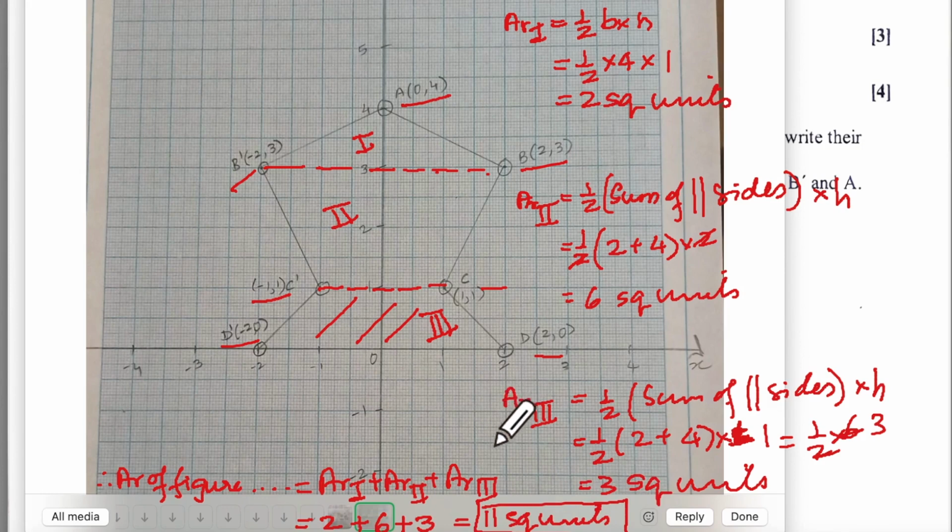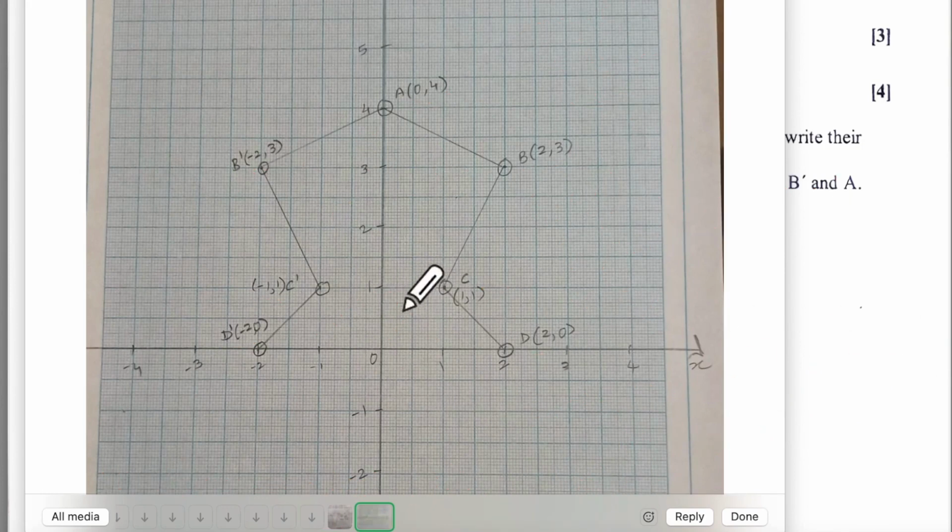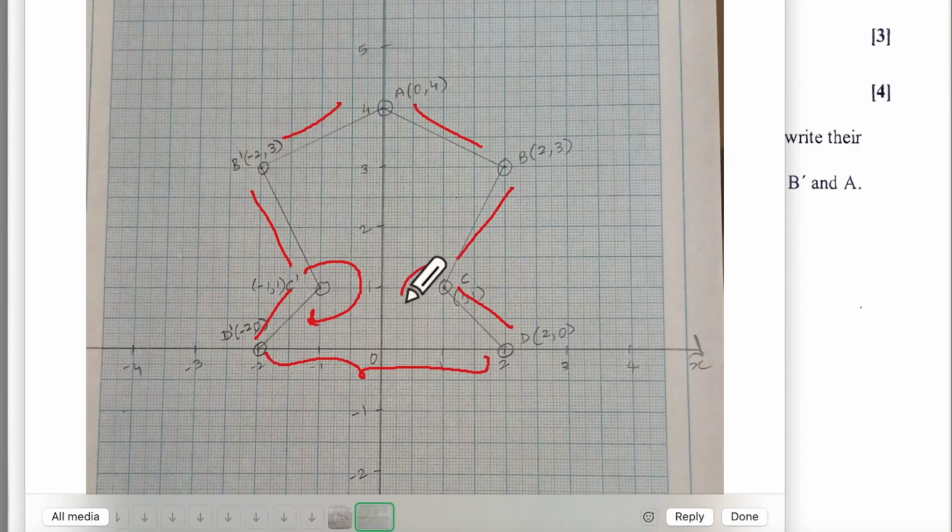And then the name of this figure. Name of this figure, how many sides does it have? This is 1, 2, 3, 4, 5, 6, 7. But can you see these angles are more than 180? So it's a heptagon. But what will it be? Concave. So what is the name? Concave heptagon. Understood? This is the name of the figure. And with that, we have finished this paper.